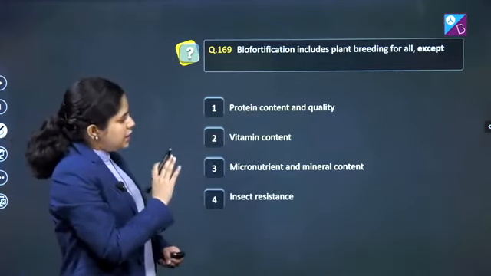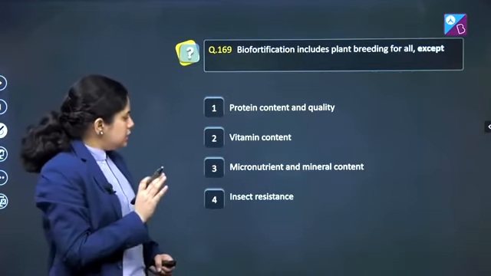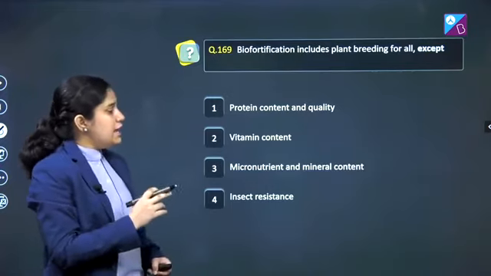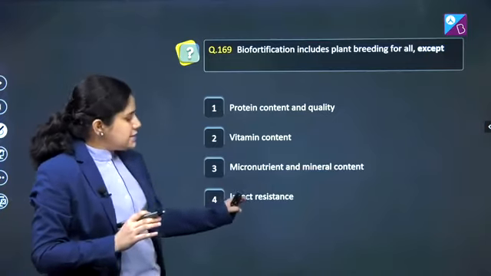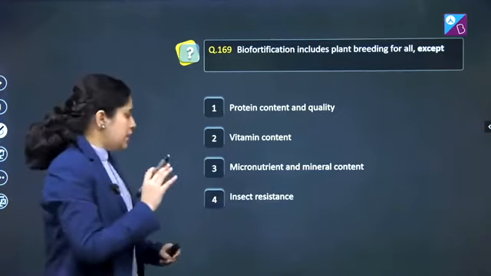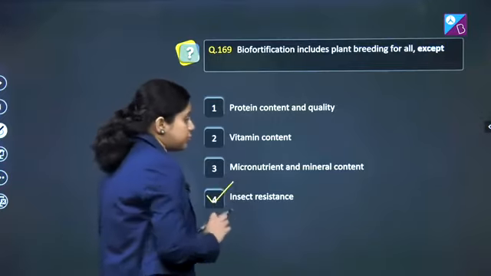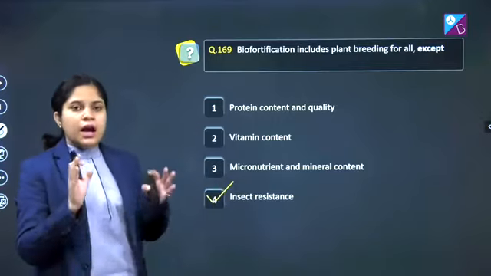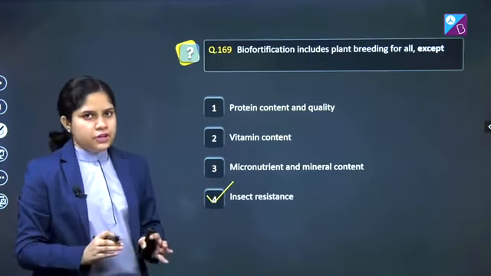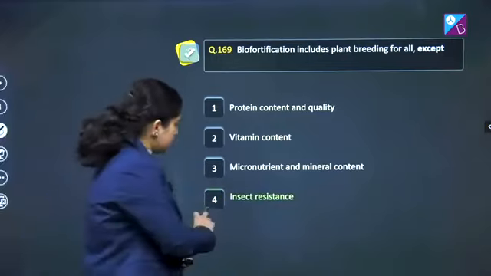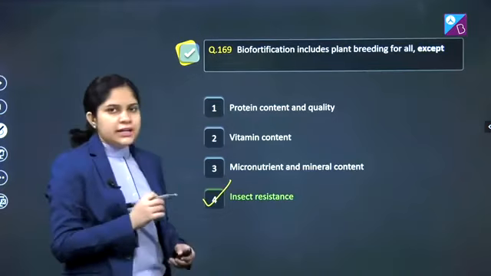Second, vitamin content. This is also correct. Third, micronutrient and mineral content. ये भी सही है. Fourth, insect resistance. So हम insect resistance के लिए biofortification नहीं करते. हम crops की nutritional value को increase करने के लिए biofortification करते हैं. So correct answer will be option number 4. चलिए next question देखते हैं.